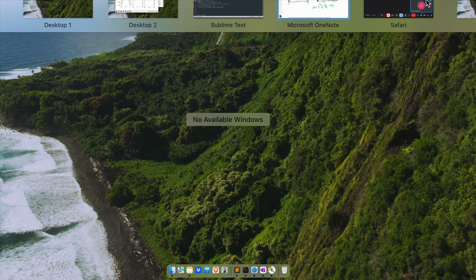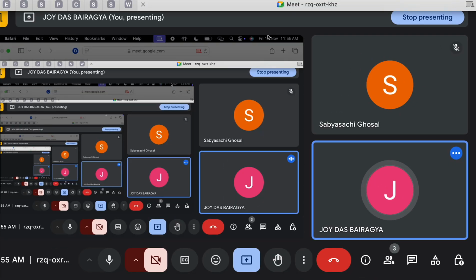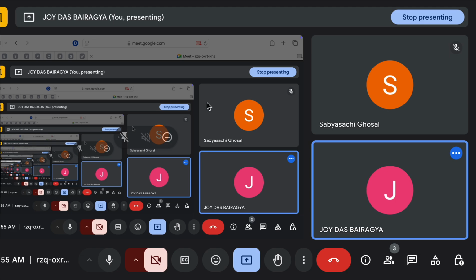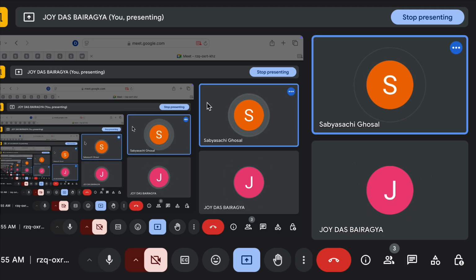Is it clear? Is it clear to you? Means how I am getting the structure?